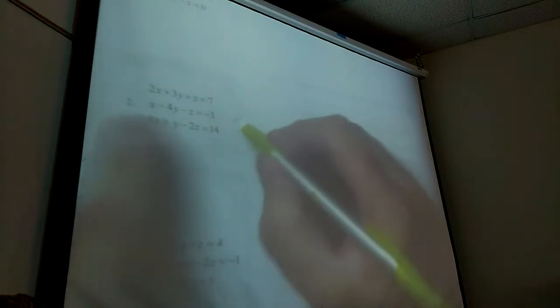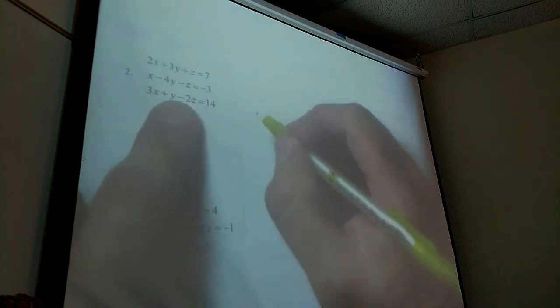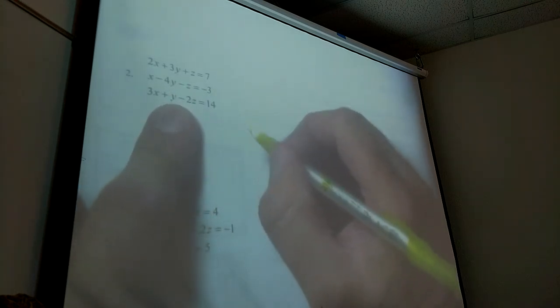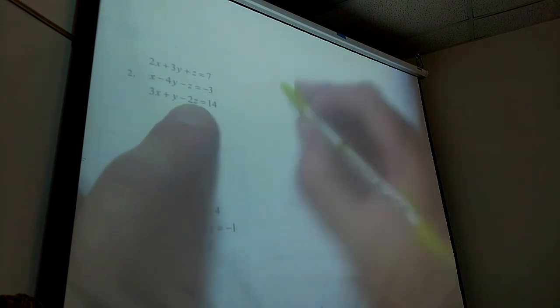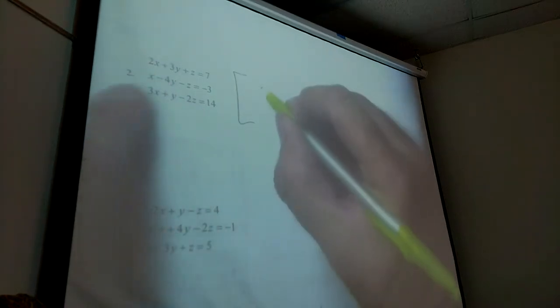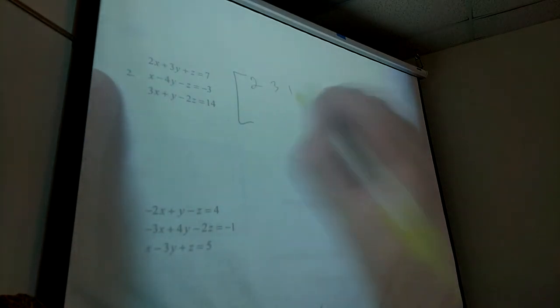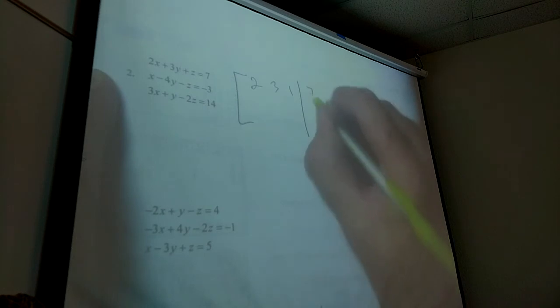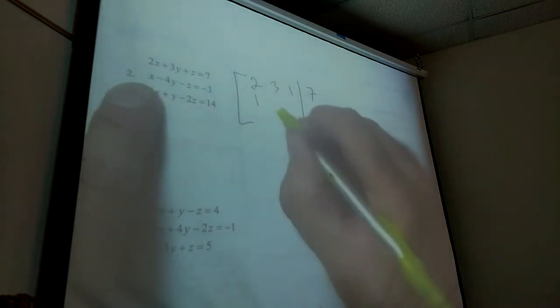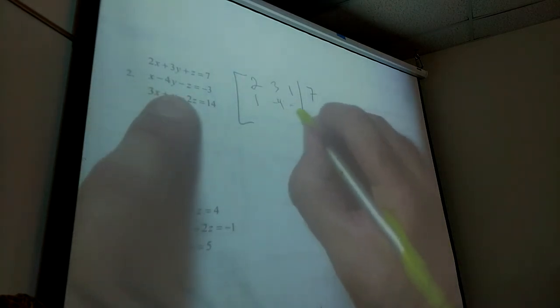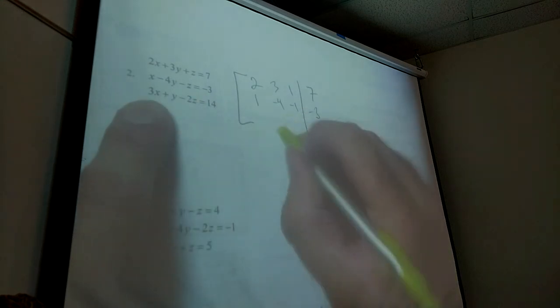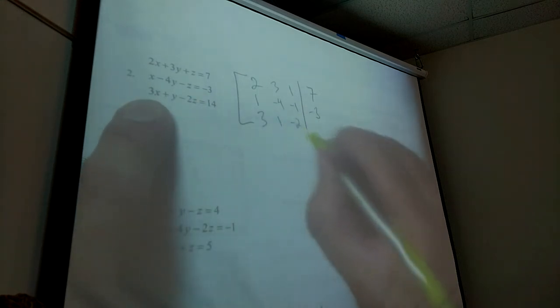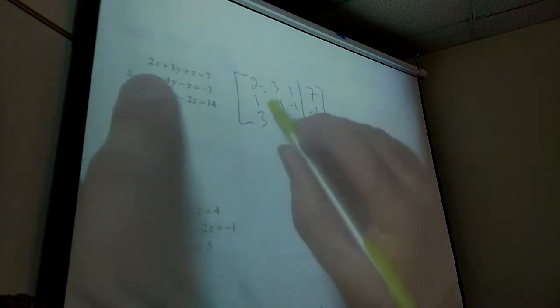Okay. So, help me out. Let me just do the first couple steps here because it's already almost time to go, but how would I write that as a matrix? 2, 3, 1, line, negative 7. I like it. 1, negative 4, negative 1, negative 3. Now, do what I do.